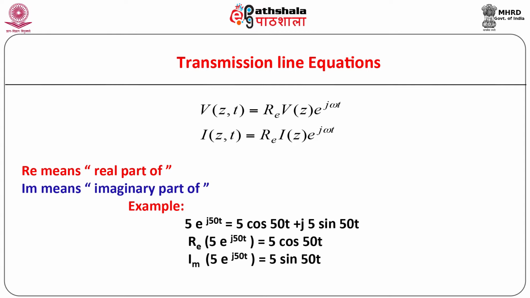For this, let us express the voltage and current as a real part of complex numbers as shown. Namely, V(z,t) is equal to the real part of V(z) into e raised to j omega t, and I(z,t) is equal to the real part of I(z) into e raised to j omega t. Here Re means real part, and V(z) and I(z) are complex numbers known as voltage and current phasors. The phasor corresponding to a quantity gives its magnitude and phase.